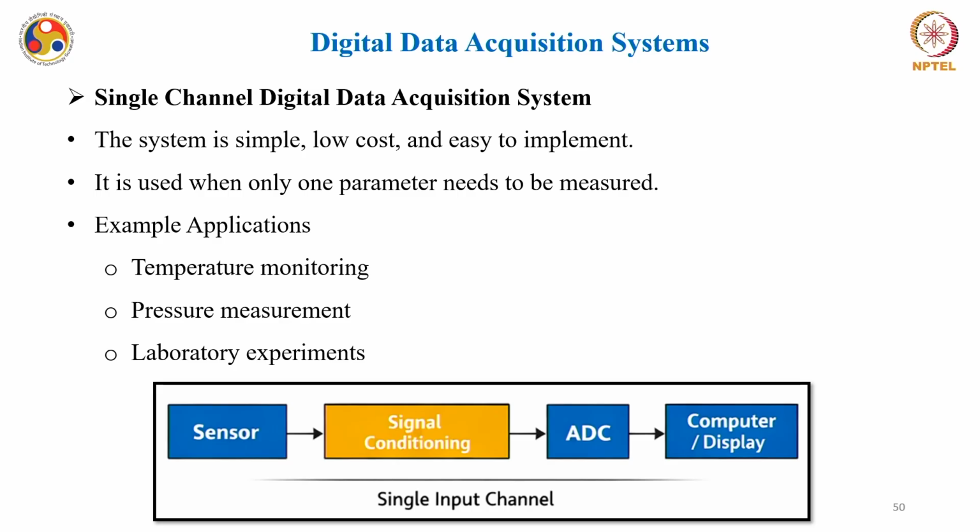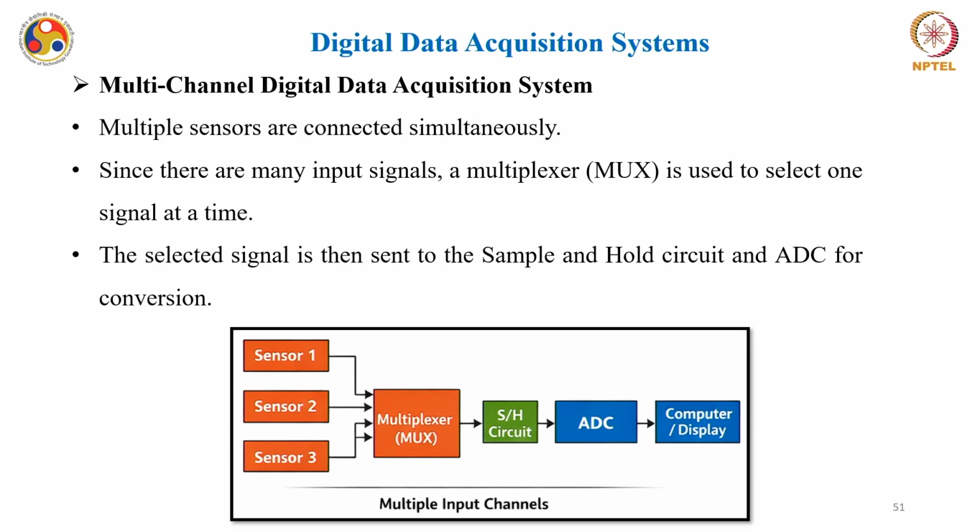The system, if you look, is very simple, and of course it can be easily implemented at even lower cost. It is used when only one parameter needs to be monitored, like if you are monitoring only temperature, or if you are interested in monitoring only, say, humidity. These are actually much simpler circuits for laboratory demonstration and other things, but the multi-channel digital data acquisition system is what mostly you will see at the commercial level.